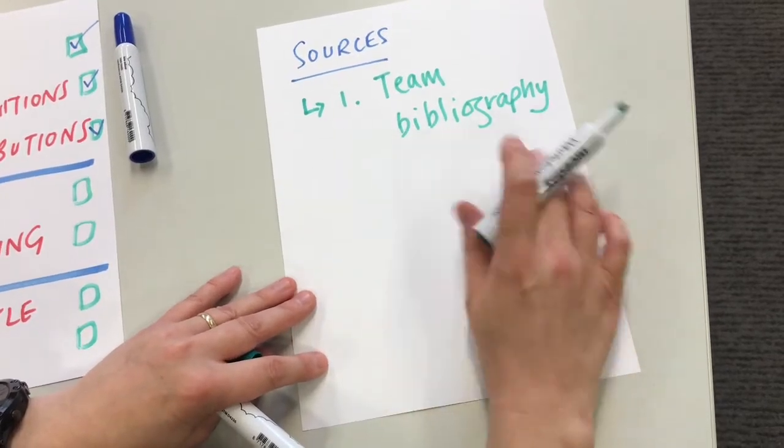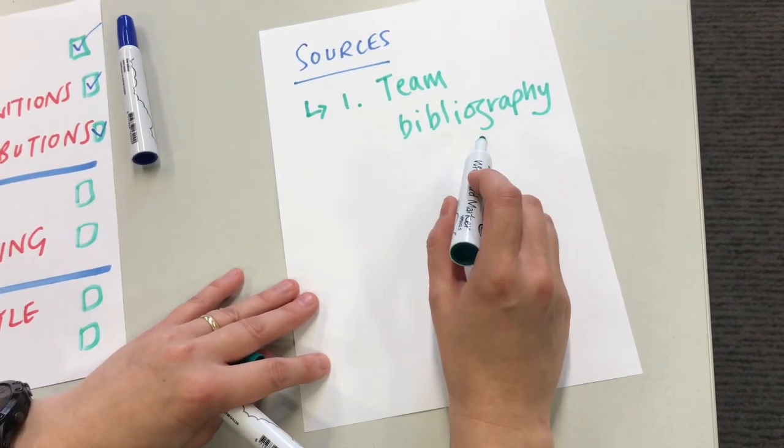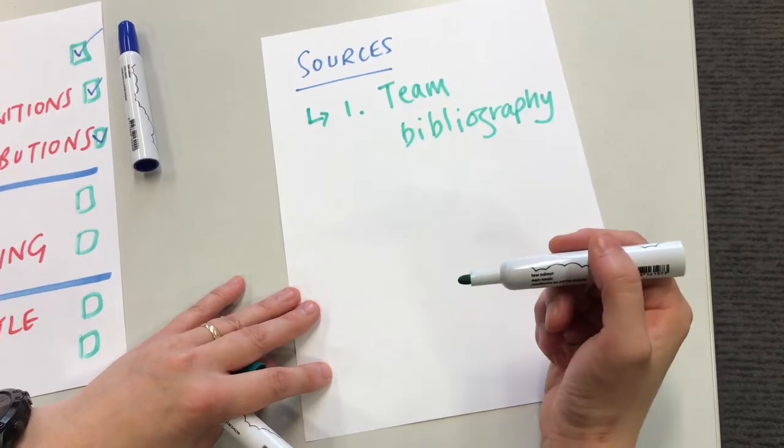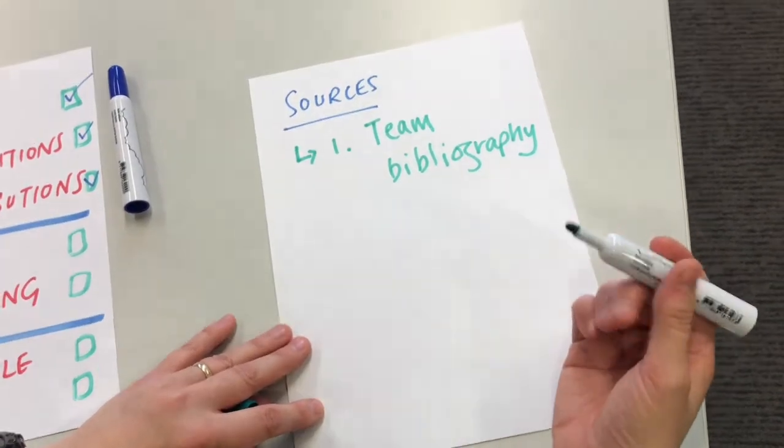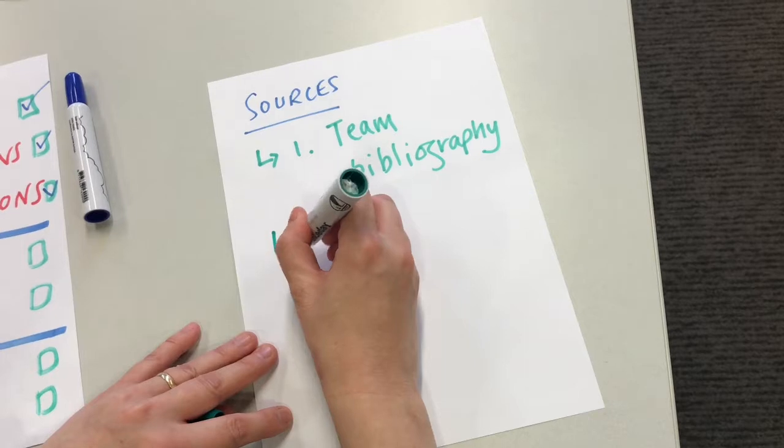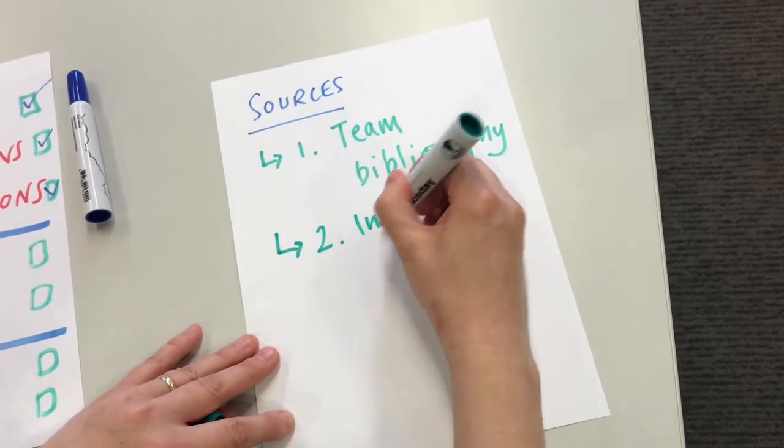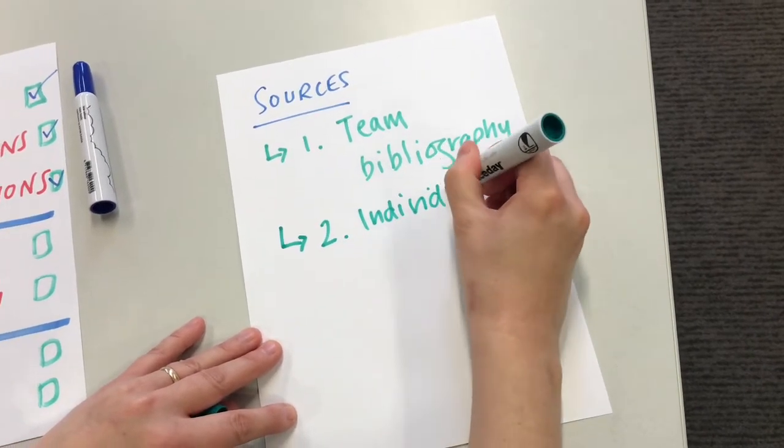So you need to have that done as a team. So it's a good idea to start that page now, and every time you come across a new source, add it to that bibliography page. You also need, on your individual pages, to keep a list of all your sources.